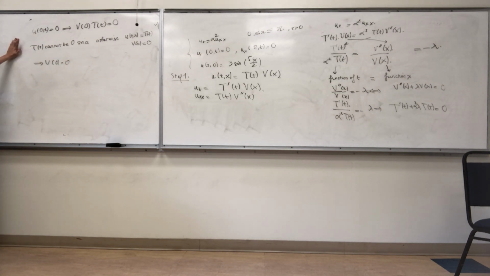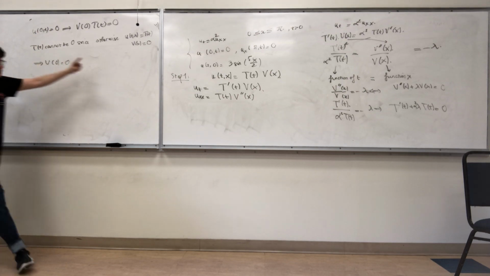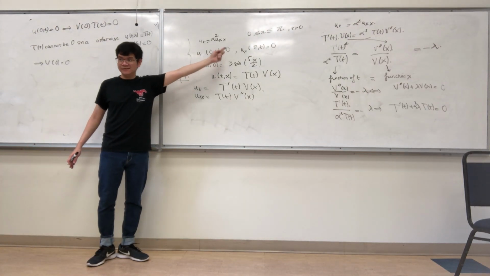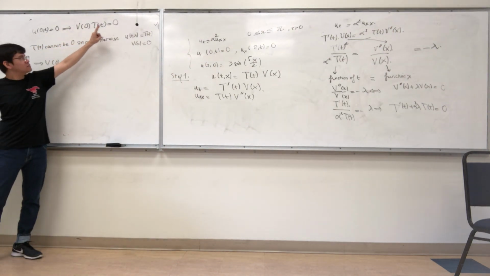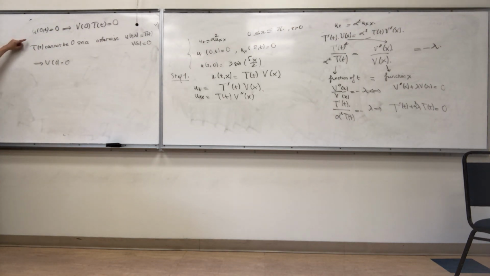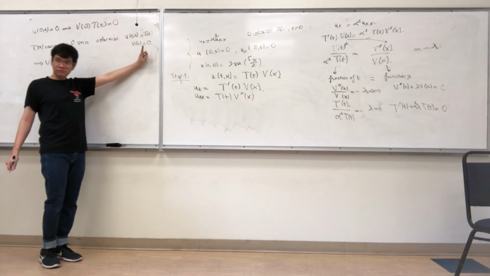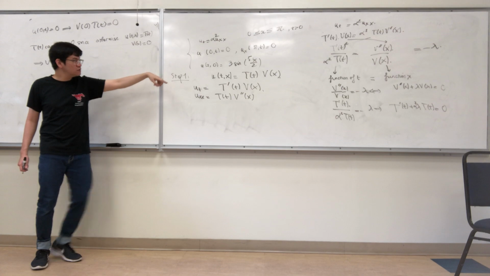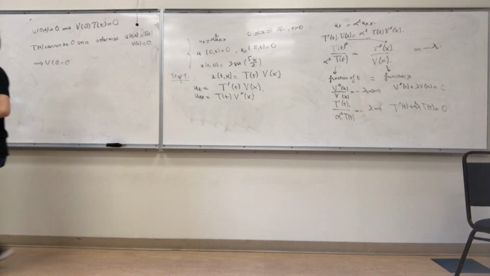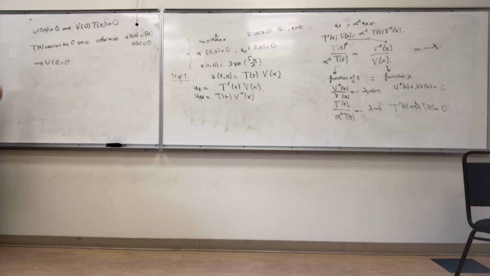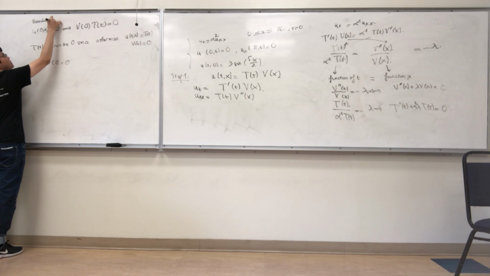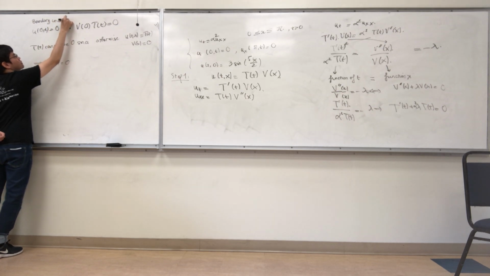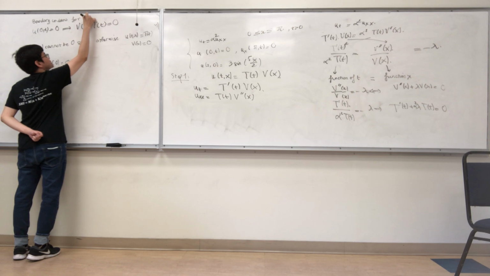Alright, so now I'm going to try to find the boundary condition. The first boundary condition I have is u(0,t) is 0. I'm going to plug in V(0)T(t) to be 0. So I obtain V(0) is 0, otherwise you're going to have T(t) is 0, which means that you have a 0 solution for this equation, which is not true. So this is the boundary condition for V.